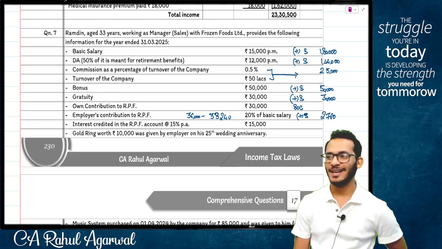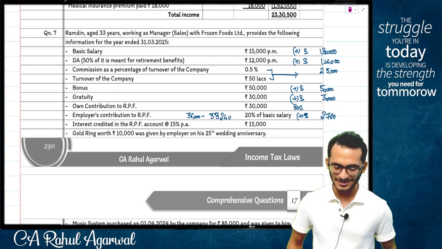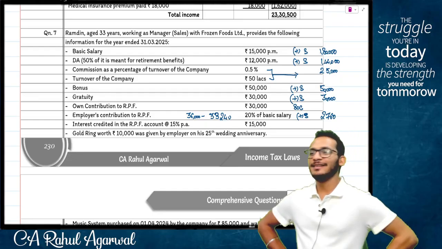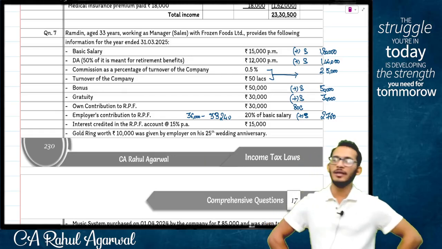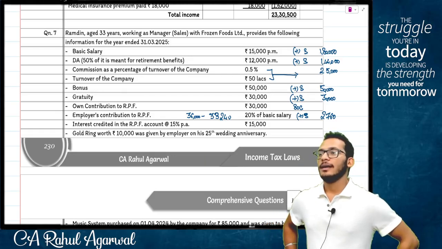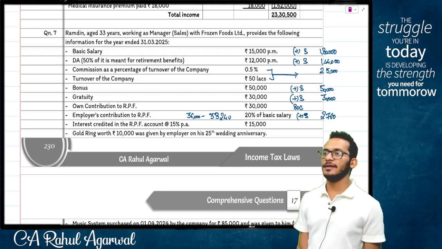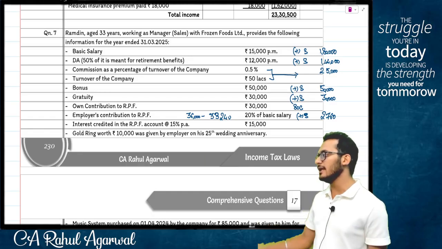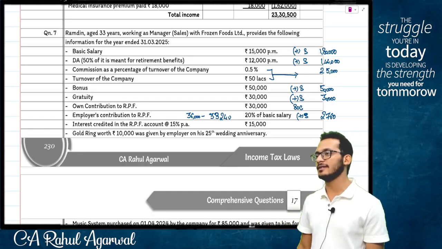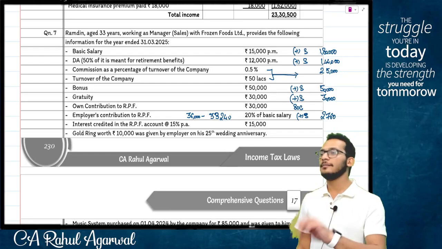2760. Yes, I was thinking this number is not matching, why is it not matching? Interest credited in the RPF account is at the rate of 15%, 15,000 rupees. Interest exemption is for 9.5%. You have received 15% interest, but you should have received 9.5% interest. If 15% interest gets you 15,000, how much will 9.5% interest get? 9,500. So I am exempted for 9,500.